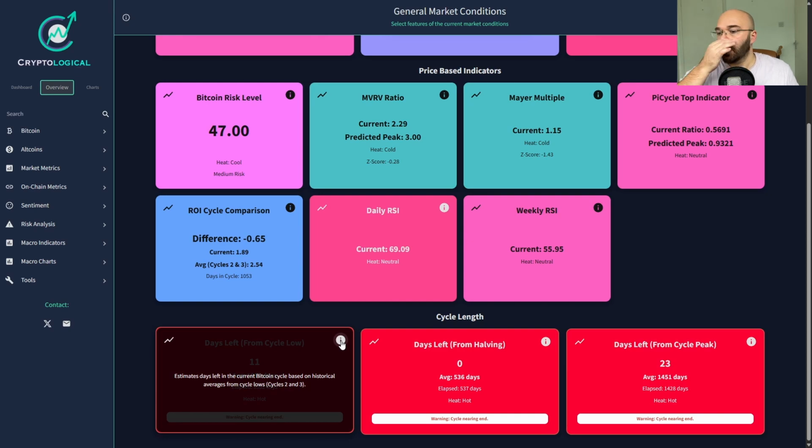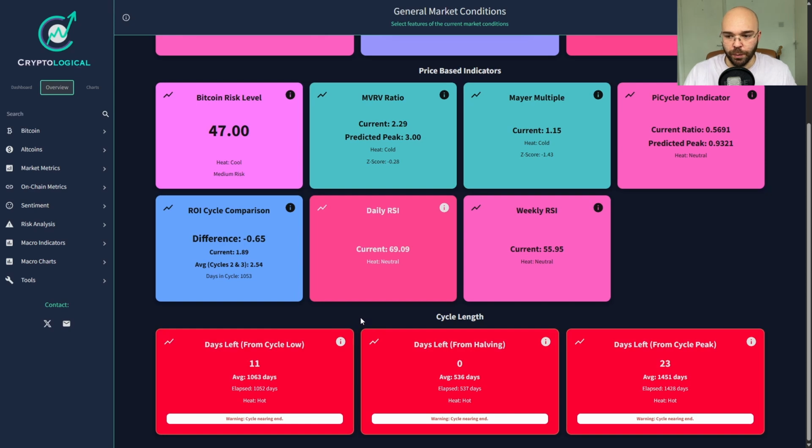So cycle 2 and cycle 3 were very similar in many ways, especially in length. So if we take an average of those and then compare it to how many days we've been from various points, so we can either calculate from the cycle low, from the halving, or from the peak of the previous cycle. And if we look at these, how many days we've got left, we can see from the halving, we've now come down to 0 days. So we've reached the average length of the previous two cycles now.